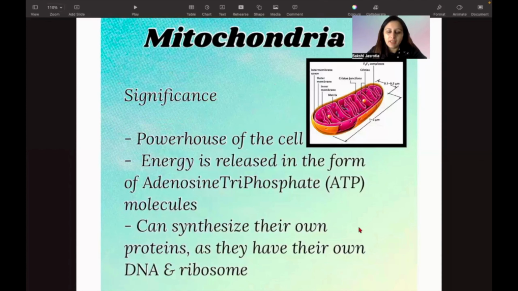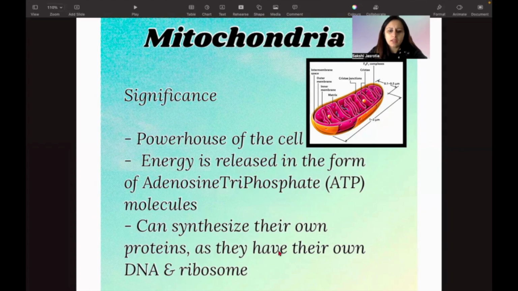Now, about the significance, what is the role of mitochondria? We have already talked about it, that it is called the powerhouse of the cell. Why? Because here ATP generation happens, respiration takes place here, energy is released here. What is ATP? Adenosine triphosphate, right?